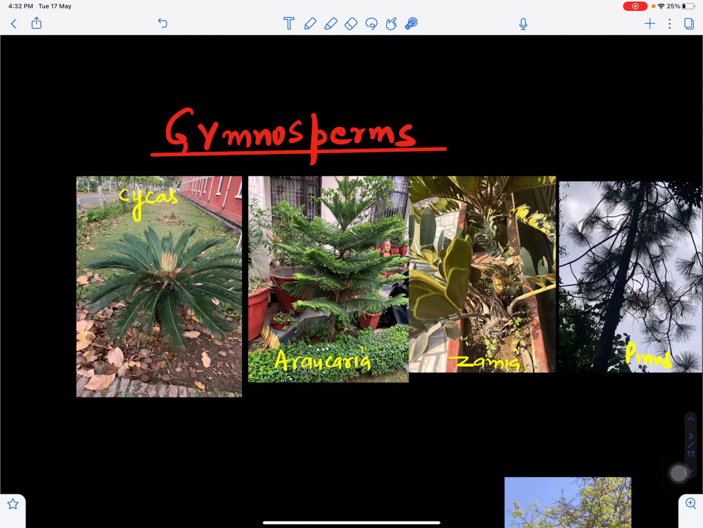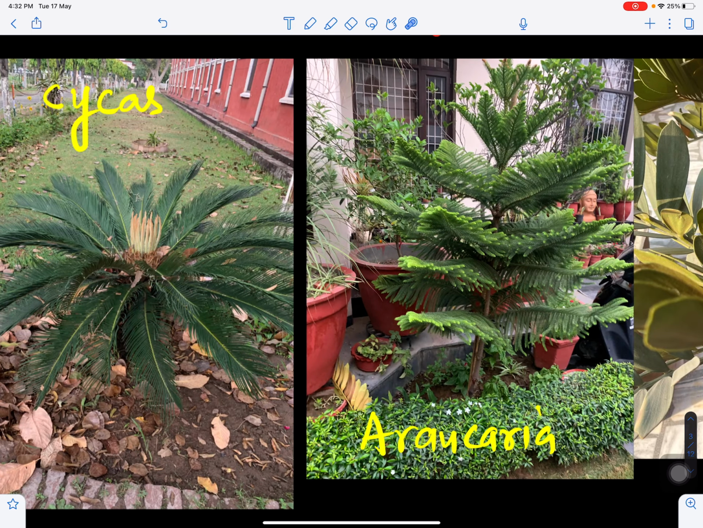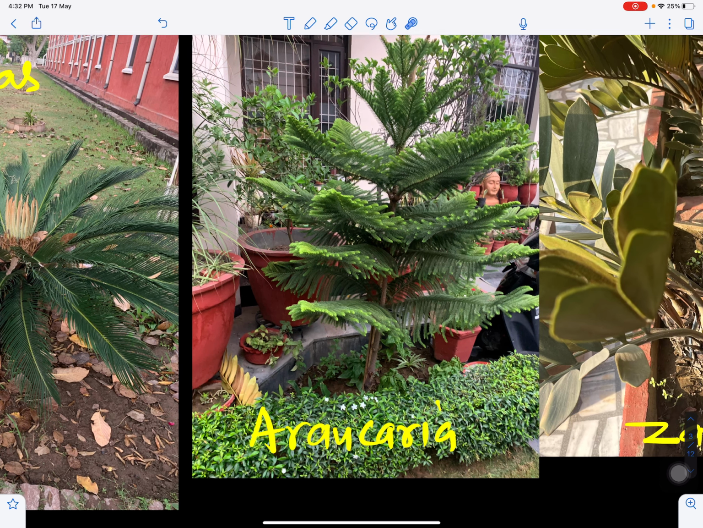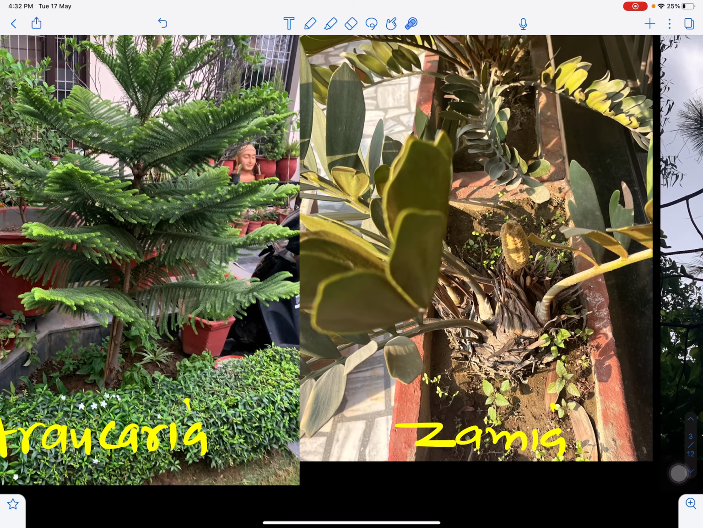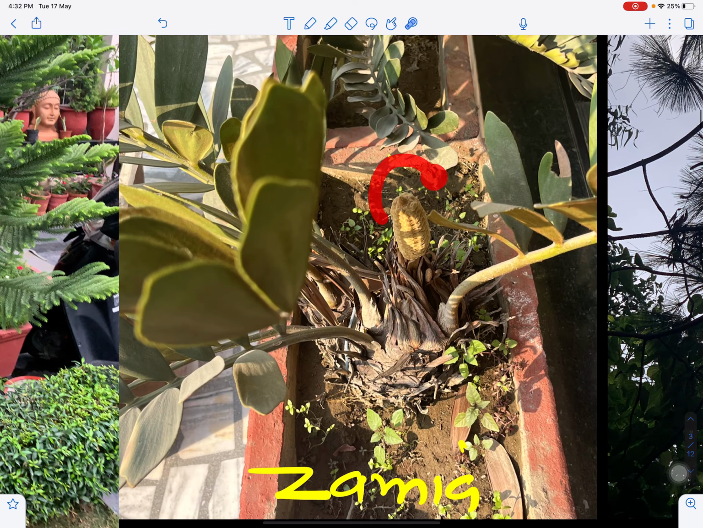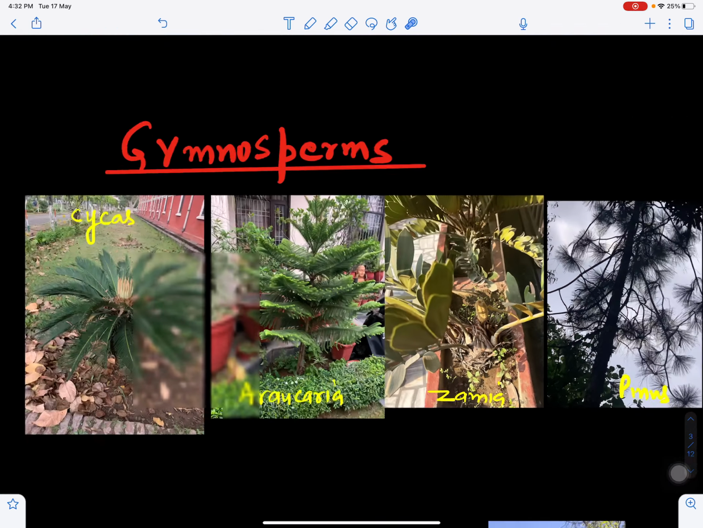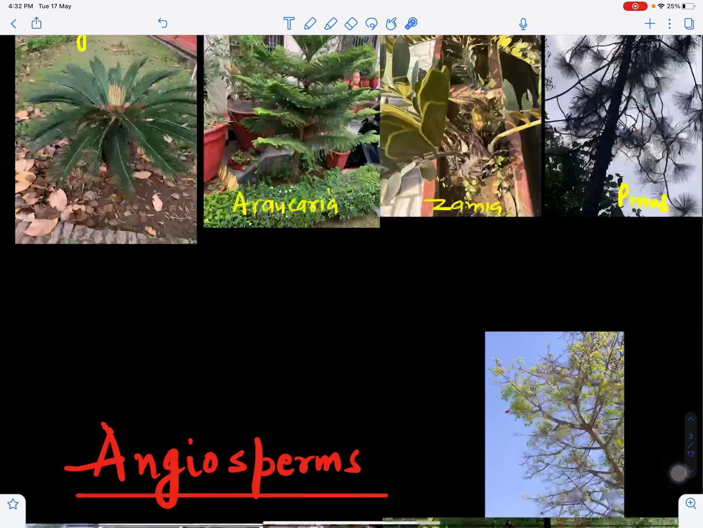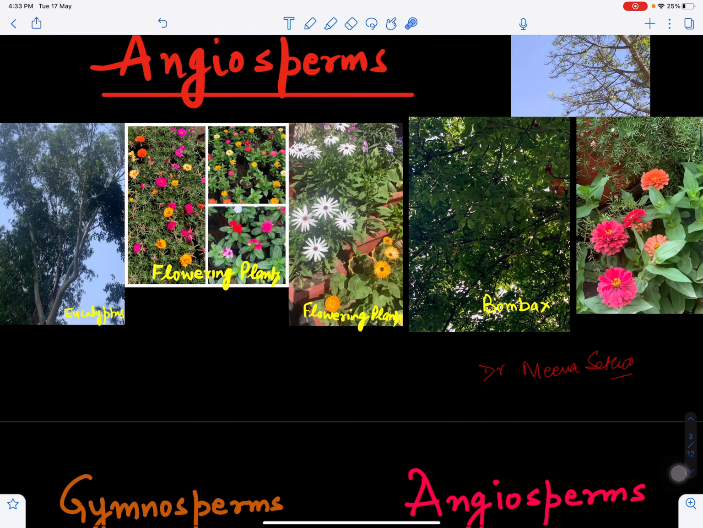Now we will see certain gymnospermic plants. This is the Cycas plant, and they are very slow growing plants. This is Araucaria, they don't grow fast. This is Zamia. We can see the cone here also. This is the cone of the Zamia plant. So these are the gymnosperms. This is the Pinus plant. And these are angiospermic plants, which are the most predominant vegetation on the earth.